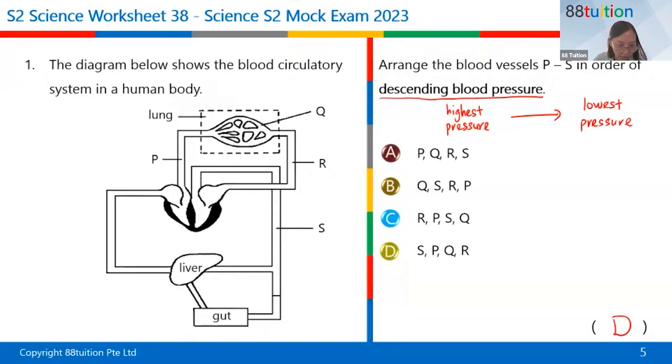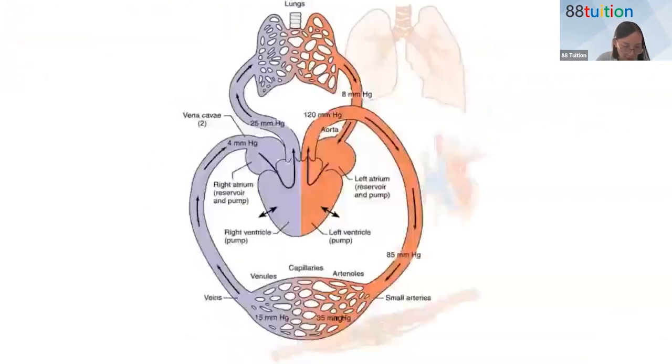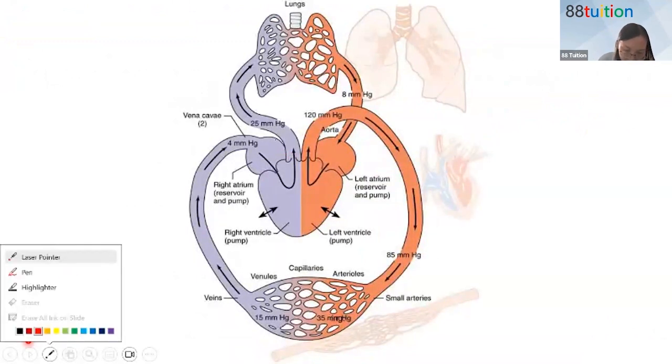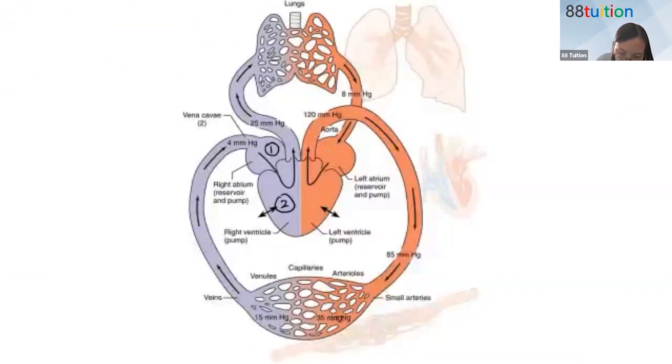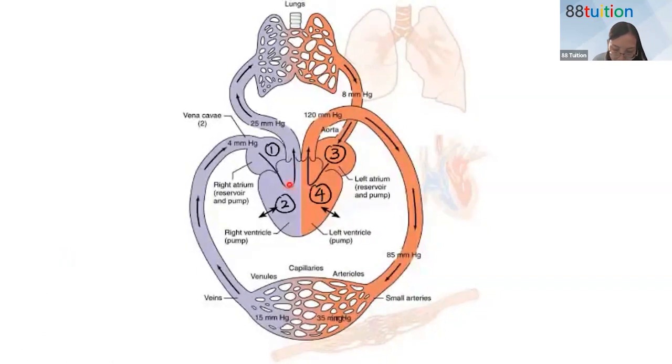I'll give you this photo that is easier to explain. All right, now over here, let me write the chamber number first. So this is number 1, this is number 2, this is number 3, this is number 4. The one heart got 4 chambers. So then you follow my laser pointer. So this is the pressure. This is actually the measurement for the pressure. So basically you must know in the heart there are 4 chambers.